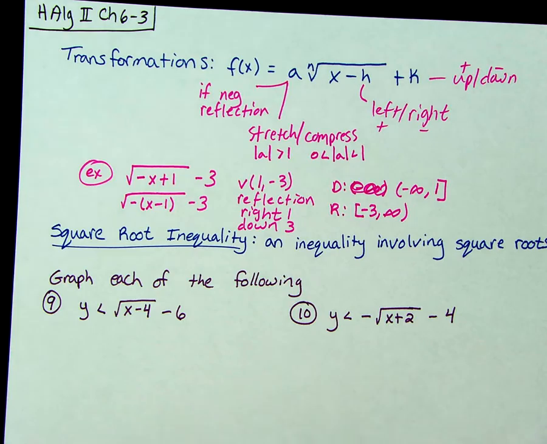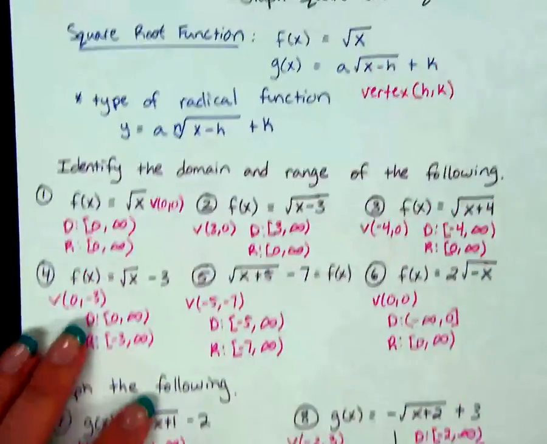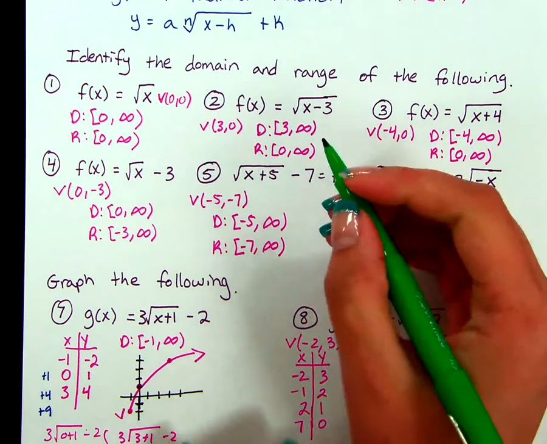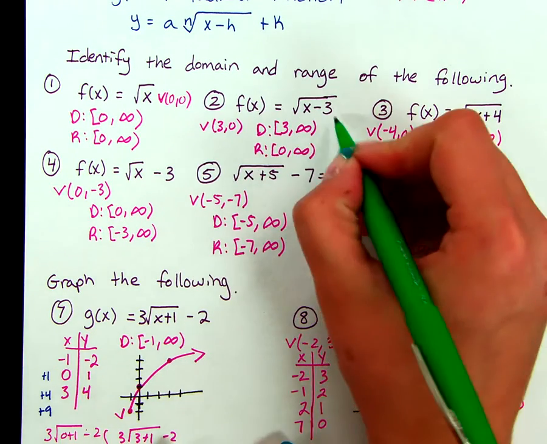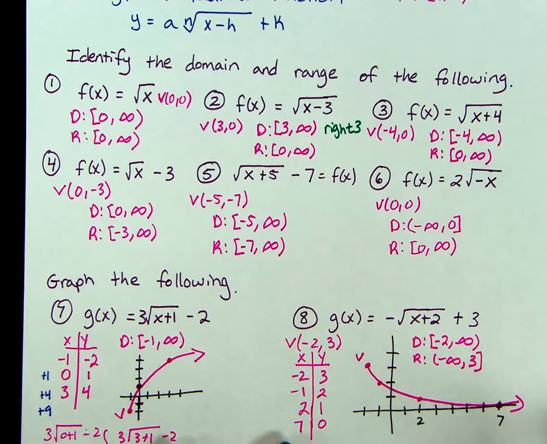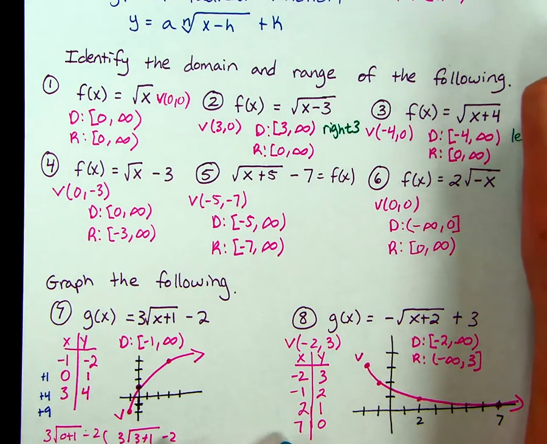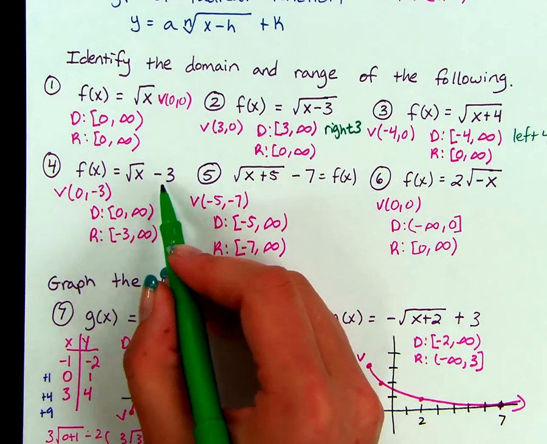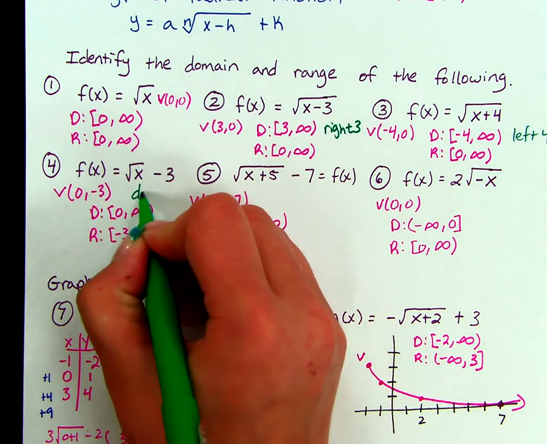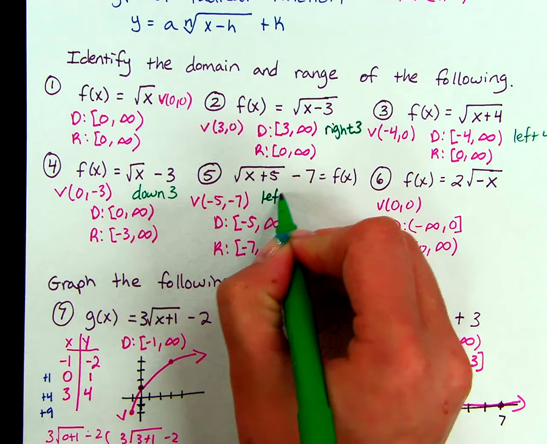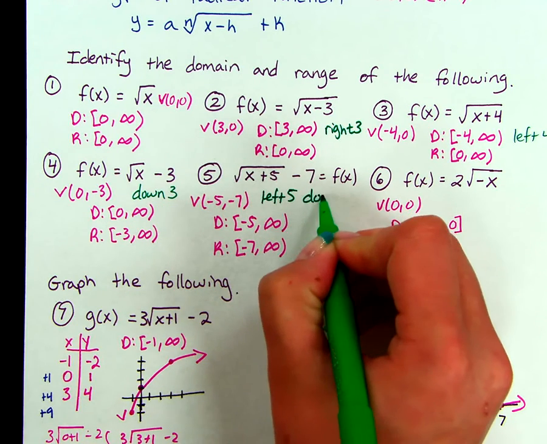So if we go back to some of our previous problems, and we talk about the transformations that happened. Okay, so problem 1, no transformations happened. And on problem 2, this went to the right 3. Problem 3, we went to the left 4. Okay, so it's on the inside. On problem 4, we have a minus 3 on the outside, so that's down 3. And here we went left 5, and then down 7.